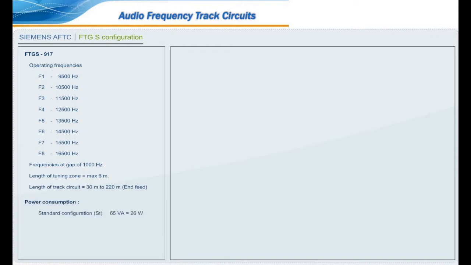Power consumption: standard configuration ST is 65 VA, approximately 26 watts. Point track W is 75 VA, approximately 30 watts. Center feed M is 75 VA, approximately 30 watts. Crossing track K is 85 VA, approximately 38 watts.